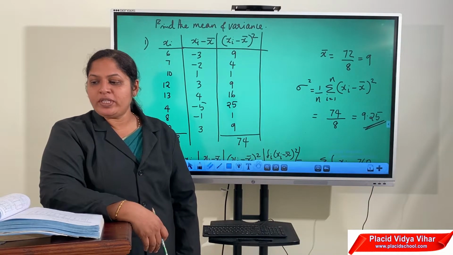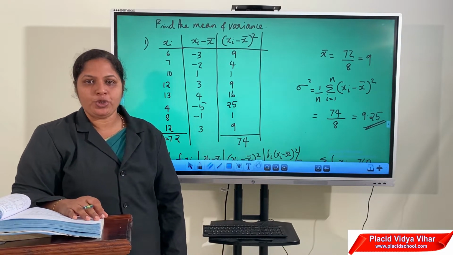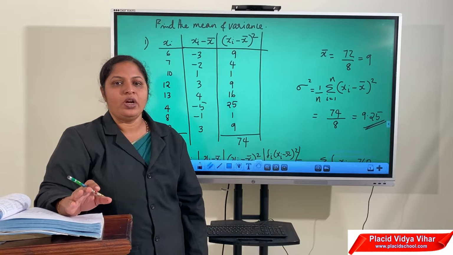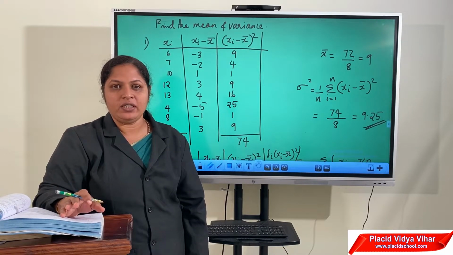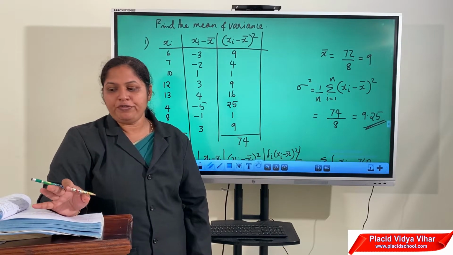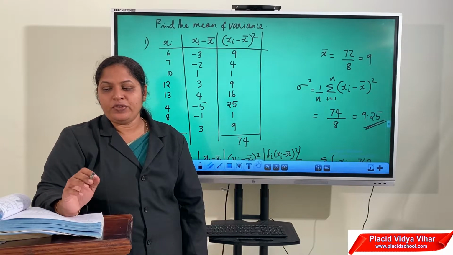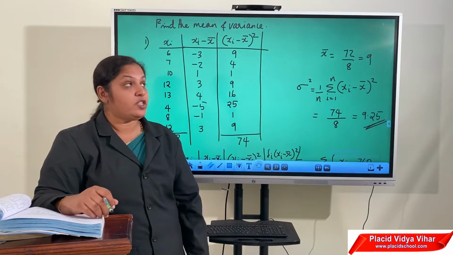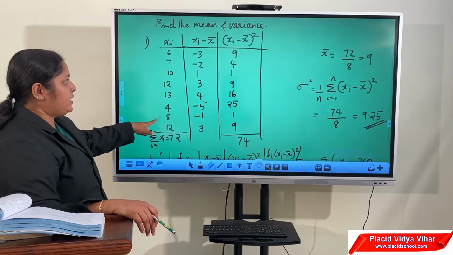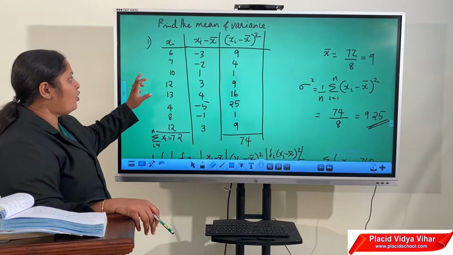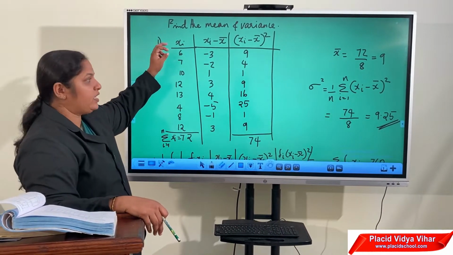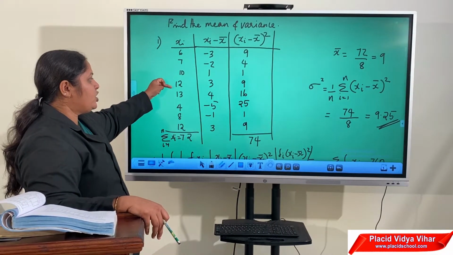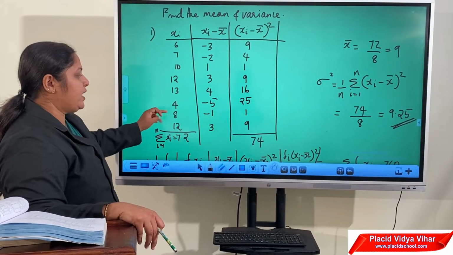Now we'll discuss questions from exercise 15.2, how to find the variance and standard deviation, as well as the mean of some data sets. So we are going to discuss question number 1 now, to find the mean and variance of this particular data set. Find the mean and variance of this data set. Xi is given as 6, 7, 10, 12, 13, 4, 8 and 12.